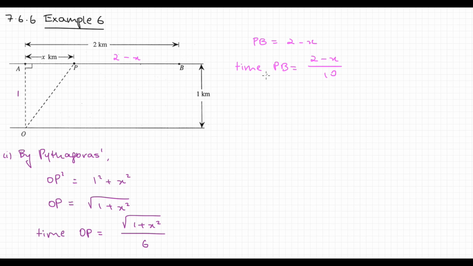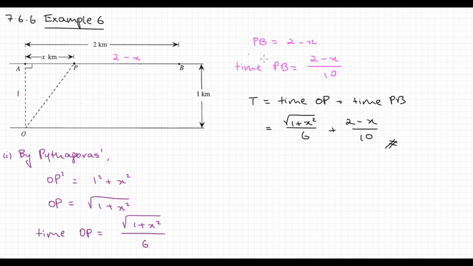So from this, we know that the total time of the journey is simply equal to the time it takes for her to go from O to P plus the time it takes for her to go from P to B, and that's just going to be equal to root 1 plus X squared over 6 plus 2 minus X over 10. So that's essentially the total time of her journey.